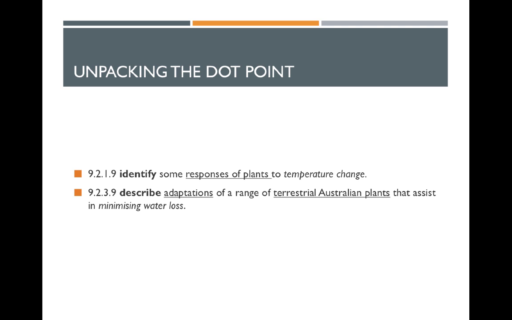So the first one we're looking at is identifying some responses of plants to temperature change. When we identify it, we just need to be able to recognise the response and name it, okay? What they do. For the next one, we need to be able to describe adaptations, so give characteristics and features of adaptations of a range of terrestrial Australian plants that assist in minimising water loss.